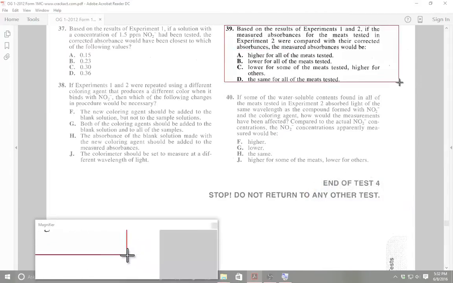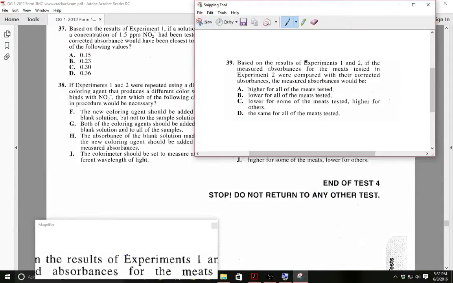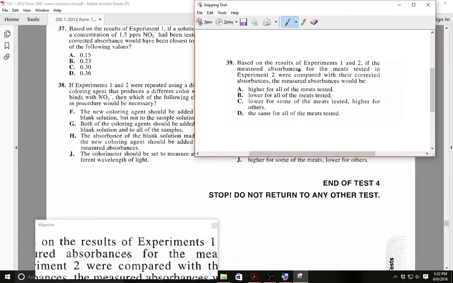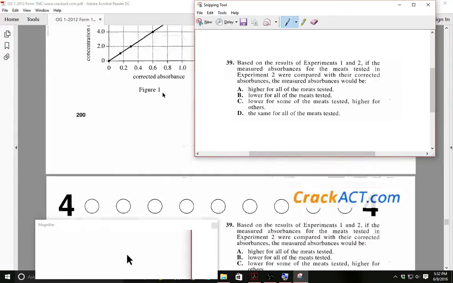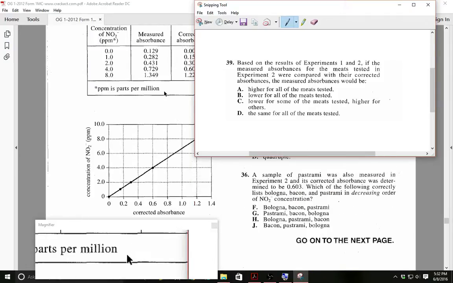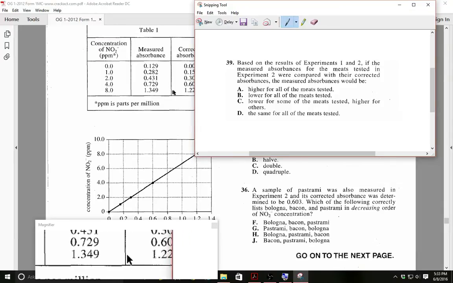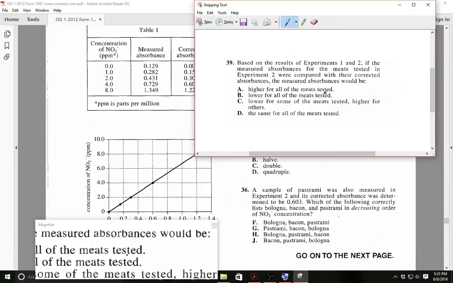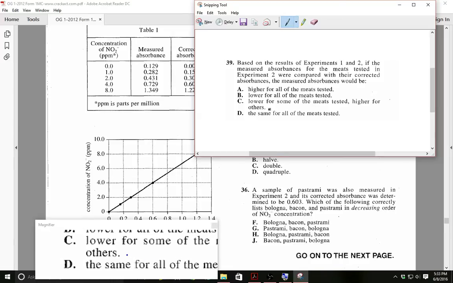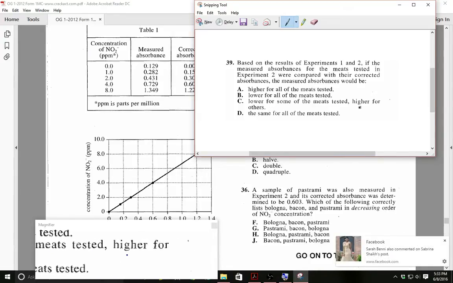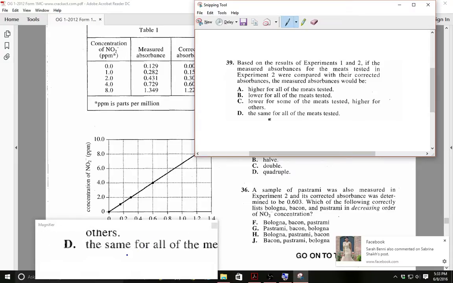Okay, so let's do number 39. Based on the results of experiment 1 and 2, if measured absorbances for the meats tested in experiment 2 were compared with the corrected absorbances, the measured absorbances would be, let's look at this, experiments 1 and 2. Higher for all the meats tested, lower for all the meats tested, lower for some of the meats tested, higher for others, the same for all the meats tested.